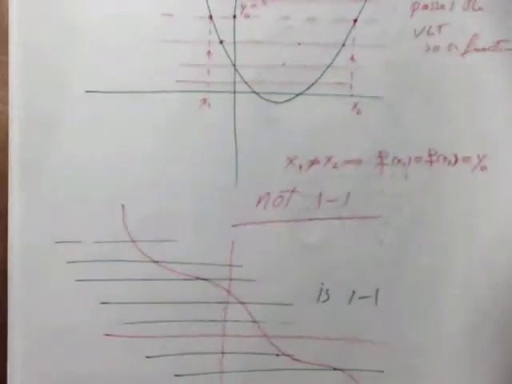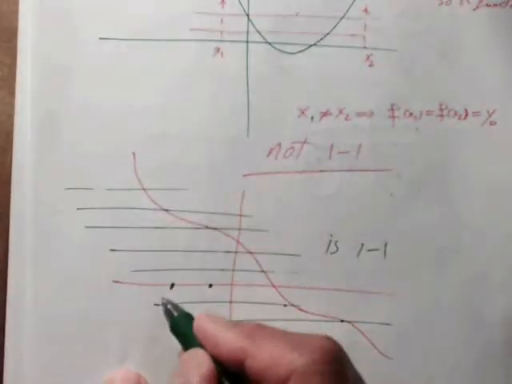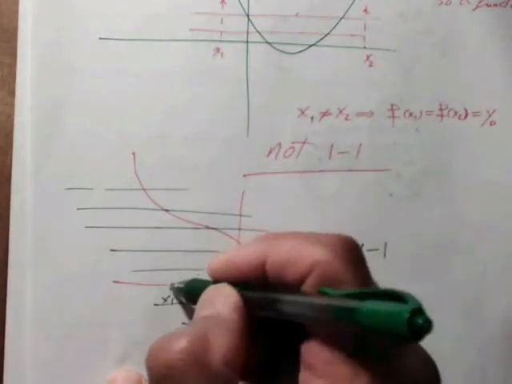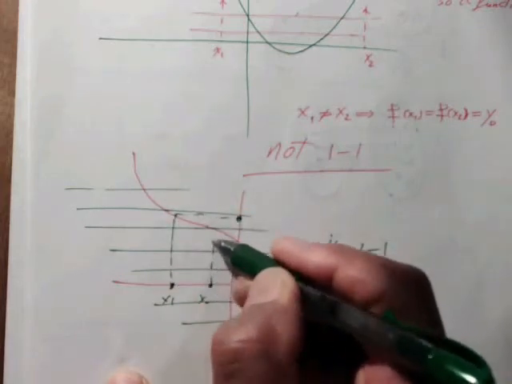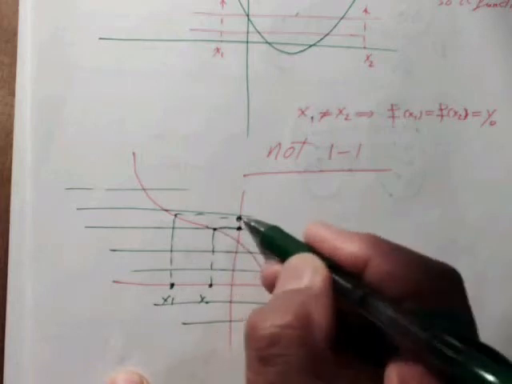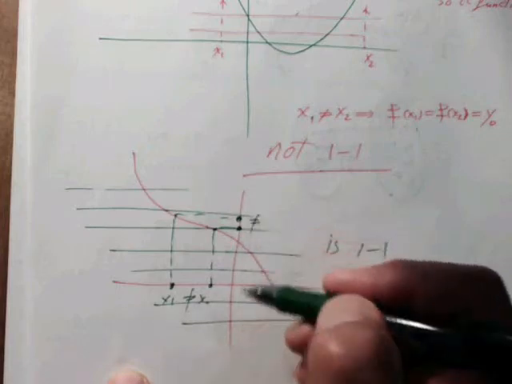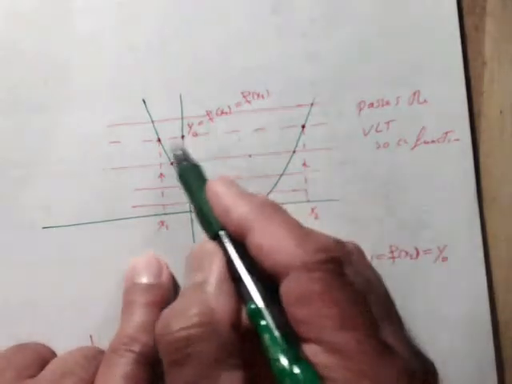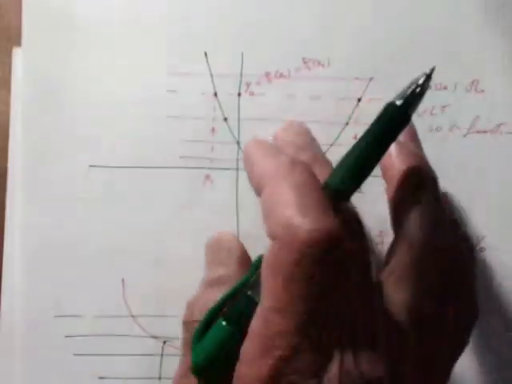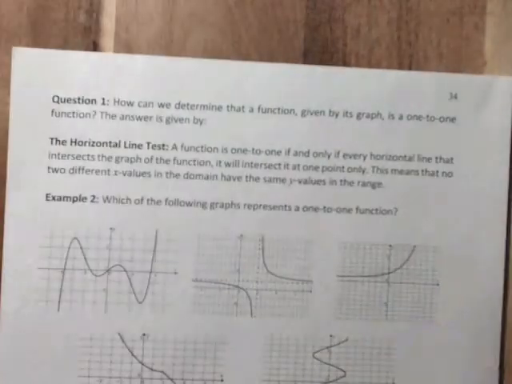You see, if you choose two different x values, x1 and x2, they're different. And then this one gives you this y value, and this one gives you this y value. You see, the y values are different. If x's are different, the y's are different. But here, these x's are different, but the y's are the same. So this is not one-to-one, this is one-to-one. So that's the essence of the horizontal line test.